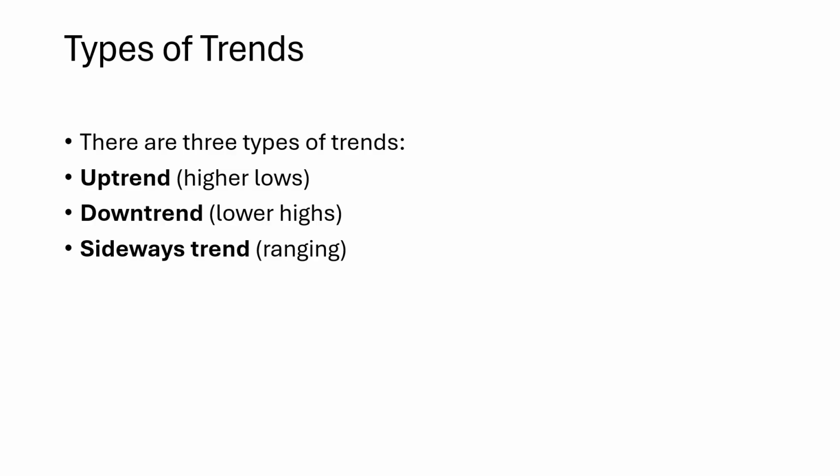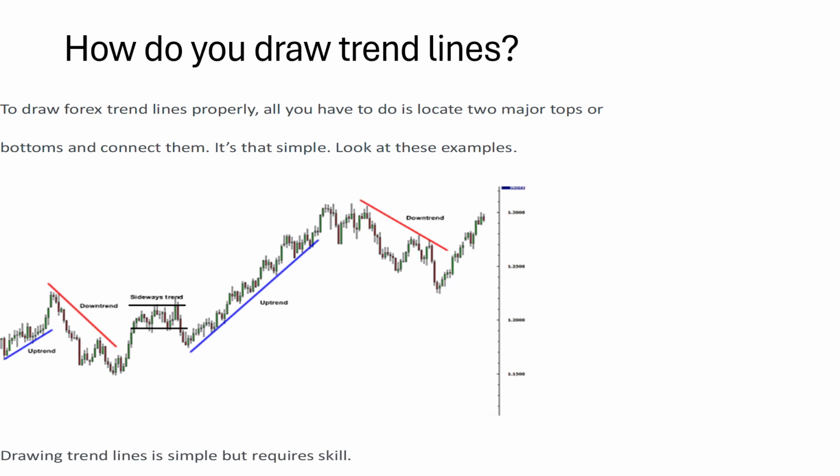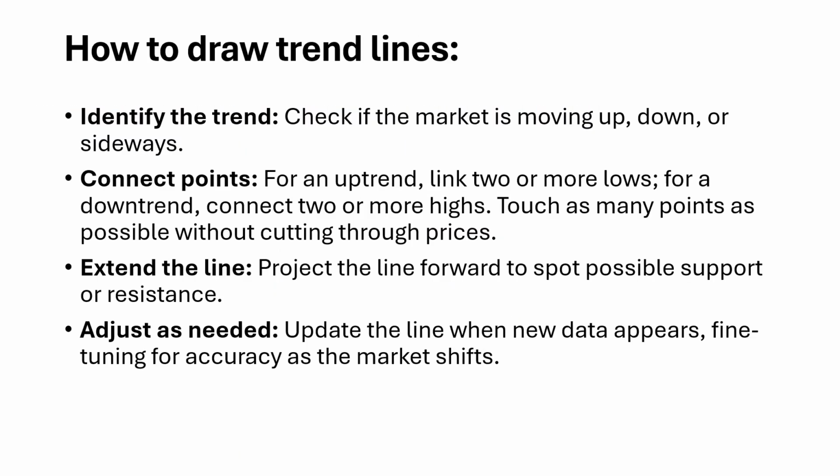Types of trends. There are three types of trends: uptrend, higher lows; downtrend, lower highs; sideways trend, ranging. So how do you draw trend lines? To draw Forex trend lines properly, all you have to do is locate two major tops or bottoms and connect them. And it's that simple. Look at these examples below. Yes, drawing trend lines is simple, but it also requires skill.